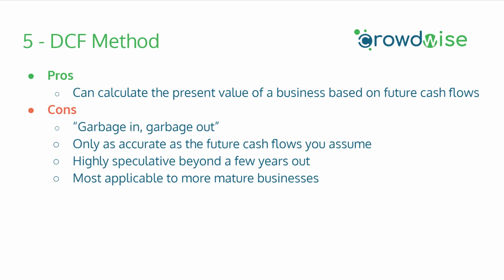So pros and cons of this method. Pros, you can calculate the present value of a business based on future cash flows pretty accurately. Cons, going back to my professor, it's subject to that garbage in, garbage out. While it's a formula that will give you an exact number, the accuracy of that number is extremely dependent on how accurately you predicted those future cash flows. Thus, it can only be as accurate as those cash flows that you assume. And because no one can predict the future, it's highly speculative beyond a few years out. Because of that, it's most applicable to more mature businesses.